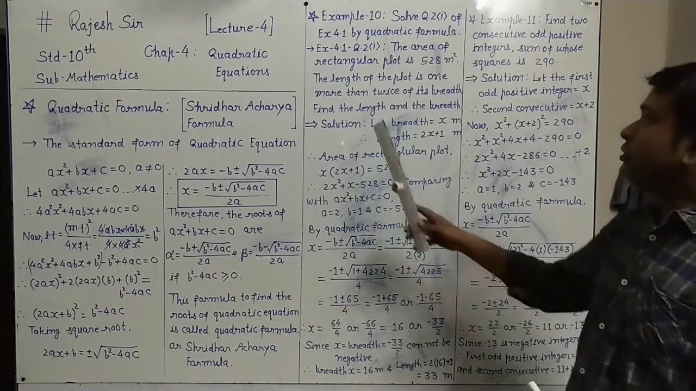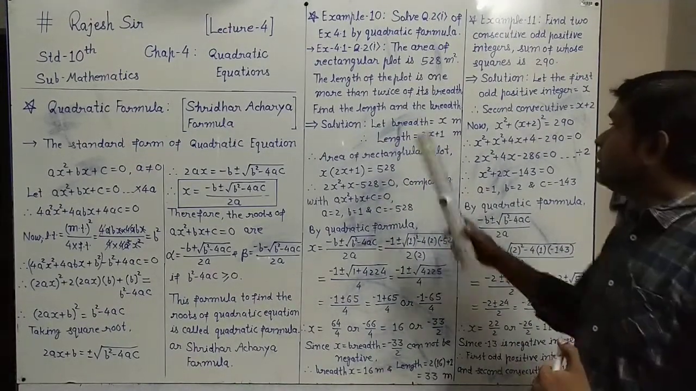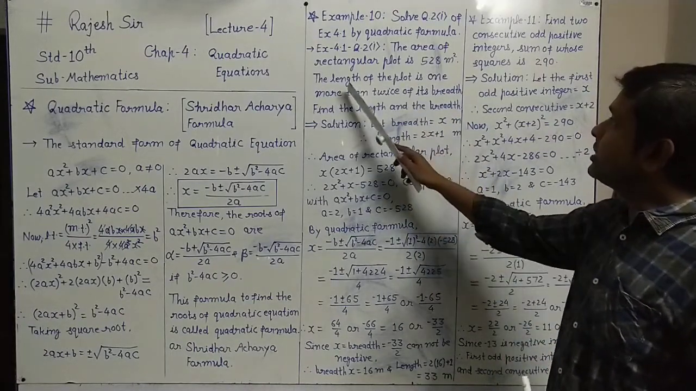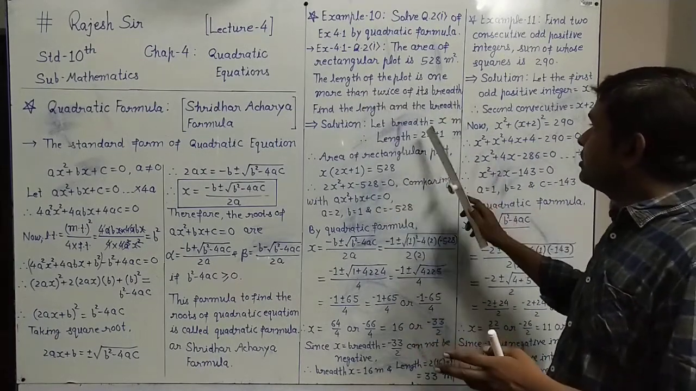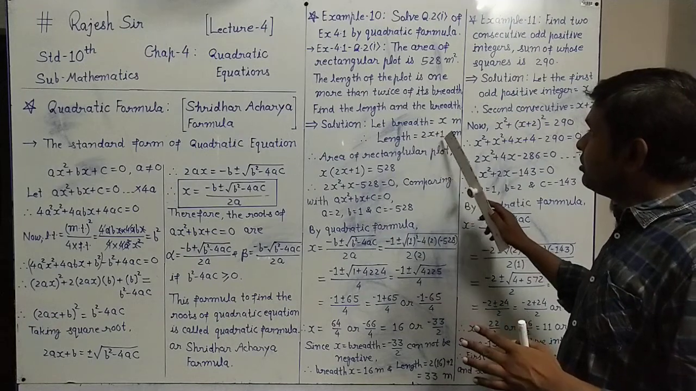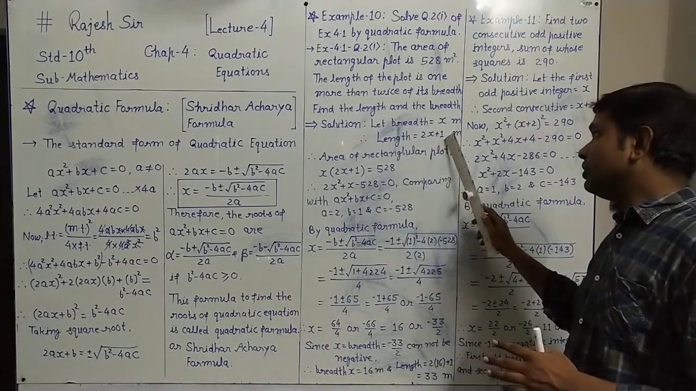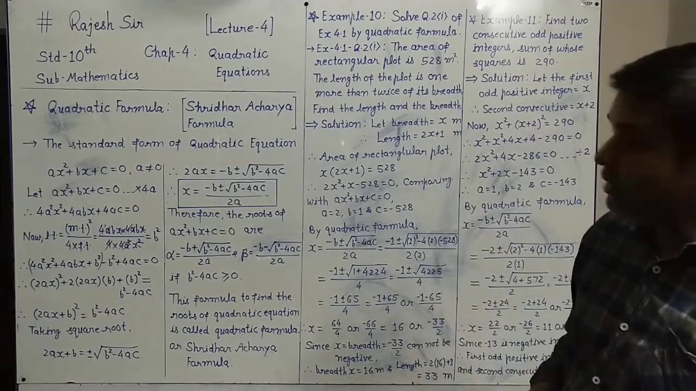So in the solution, first we have to make the equation. Let the breadth be x meter. Therefore, the length of the plot is 1 more than twice the breadth. Breadth is x, twice is 2x, 1 more than it will be plus 1. This is the length. The length is 1 more than twice its breadth, that means 2x plus 1.